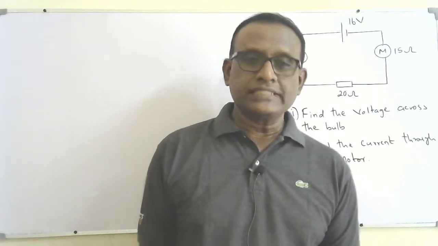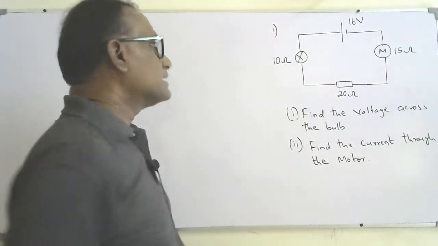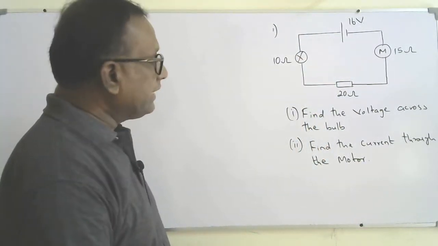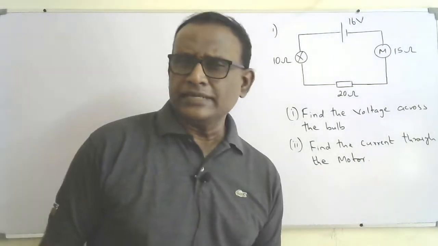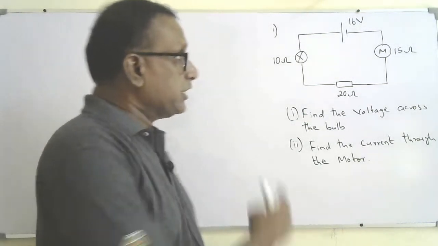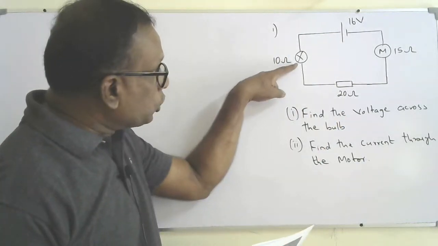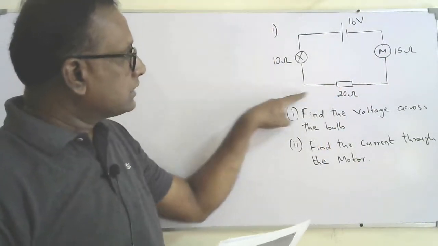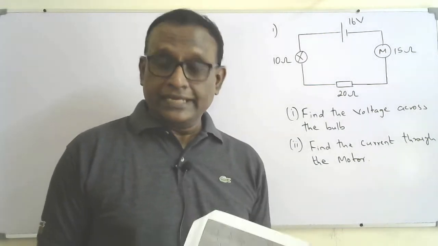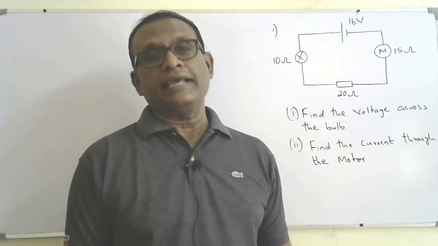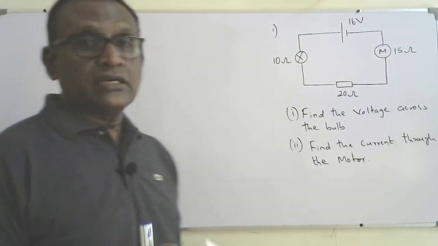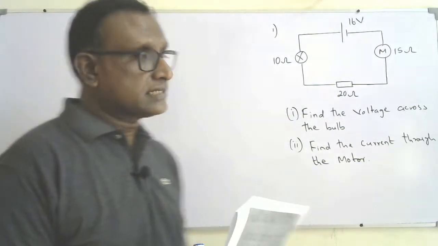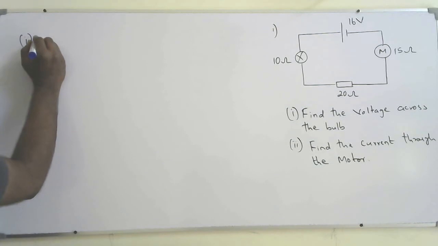Okay, so it's a simple question. Three components are connected in series and their resistances are given. The EMF is 16 volt. The first question: find the voltage across the bulb. Simply I can use the potential divider method because I know they are connected in series. How do I know? There are no junctions or branches between any two components. So they are connected in series, and the same current will flow. During series connection, the total voltage, 16 volt, will be divided across them at the ratio of their resistance.